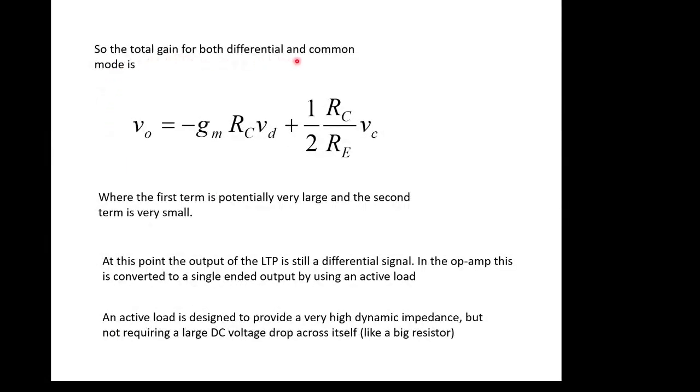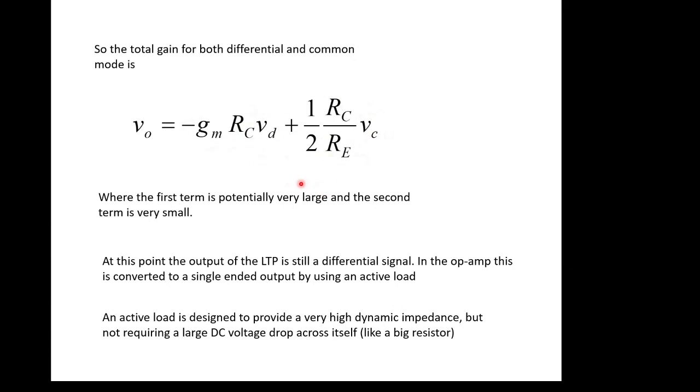So total gain for both differential and common mode. Total output voltage is whatever the gain is for the difference mode added to whatever the gain is for the common mode. So we've got GMRC, which is controlled by RC, which we can make big. So VD, the whole gain for that part, can be very large. And then we've got RC over RE. And if we can make RE even larger, we end up with a very, very low gain for this part of it. And that's what we want. Ideally, we want this to be infinite, and we want this to be 0. We're not going to get that perfection.